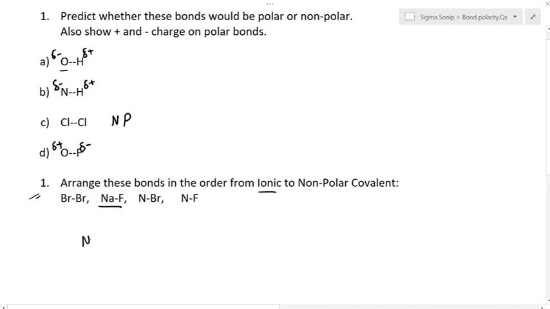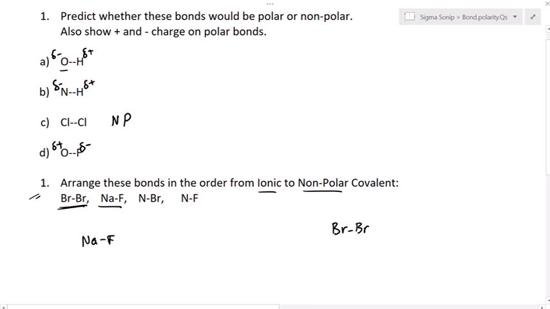I have here sodium and fluorine, because sodium is on the left side of the periodic table, and fluorine is the most electronegative element. The difference between them is very high, so a complete transfer of electron would take place between the two. On the other end we are looking for a non-polar covalent bond, and I can see bromine here, similar atoms, so we will have a non-polar covalent bond of bromine here.